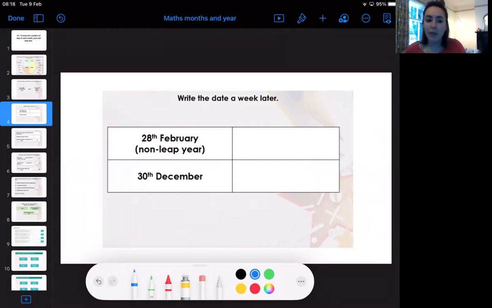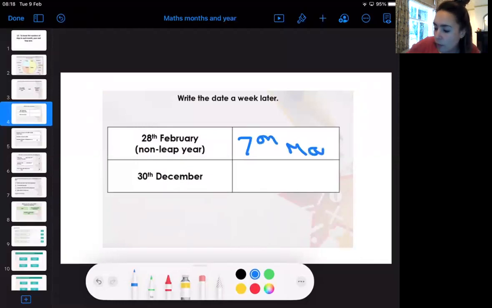The 28th of February on a non-leap year only has 28 days in there. The next month is March. So I know if I'm starting a week later, I count on from the 1st of March, 2nd, 3rd, 4th, 5th, 6th, 7th. So the date a week later is the 7th of March.